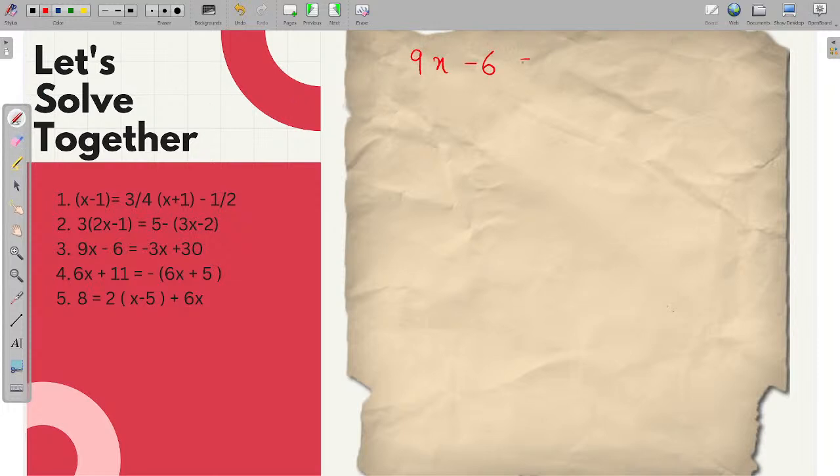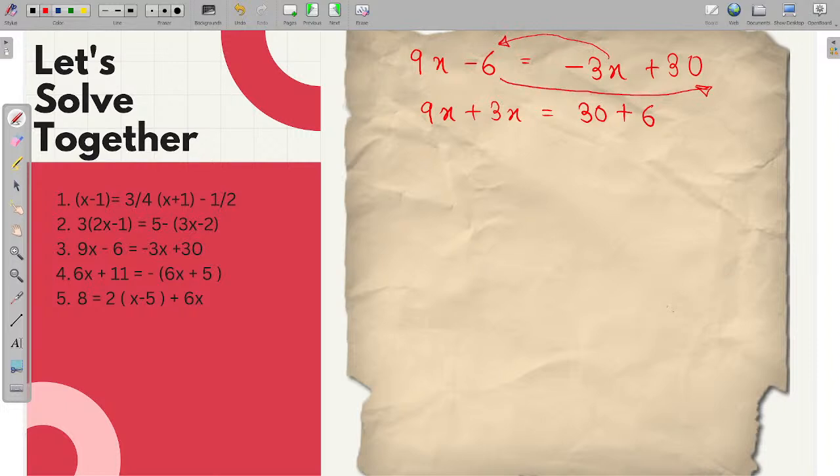9x − 6 = −3x + 30. Okay, so 9x + 3x = 30 + 6. You understood how I did what I did in this case? I directly shifted this −3x to the opposite side and 6 to the other side. So −3x became +3x and −6 became +6. Correct? So that's how I'll get 12x = 36, and the value of x I'll get as 36 by 12. Correct? And that is 3, right?